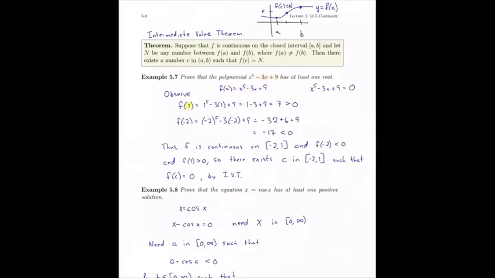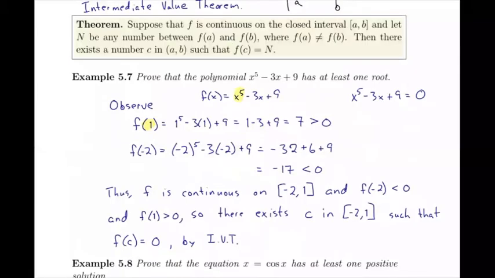In this case, I did f of 1. Well, 1 to the fifth minus 3 times 1 plus 9. When I tally all that up, I get 7, which is greater than 0. So now I know my continuous function has a y value that's positive.